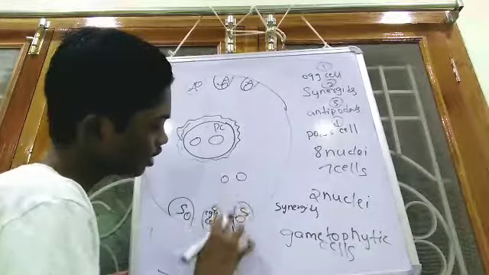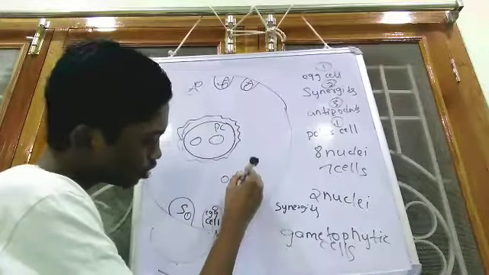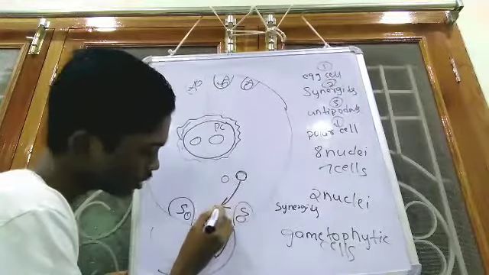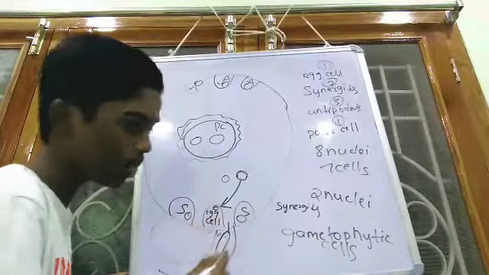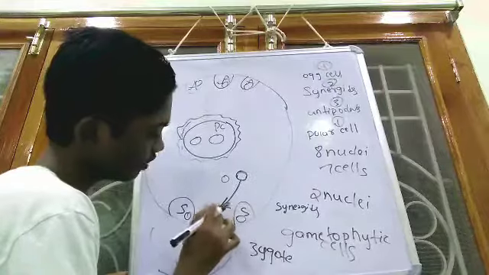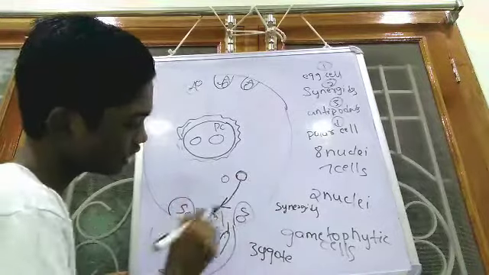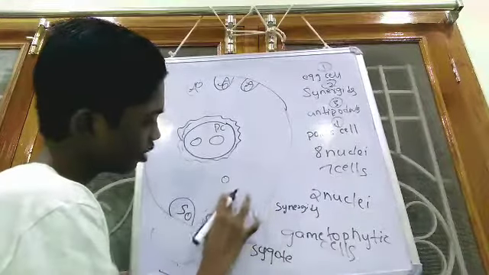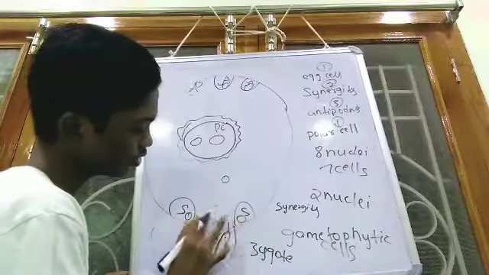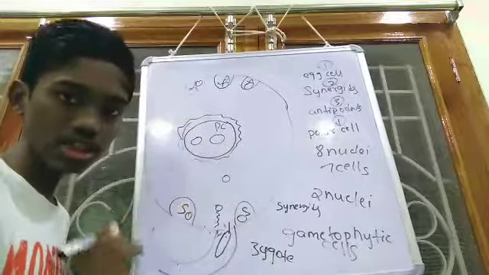So when it sends 2 nuclei, one nucleus will fuse with the egg cell. This nucleus will fuse with the nucleus present in the egg cell, and it will form a zygote. Here there is one nucleus, and in the egg cell also there is one nucleus. Both nuclei will fuse, and here it forms the zygote. Let us draw the zygote in this manner. So here the zygote is formed.